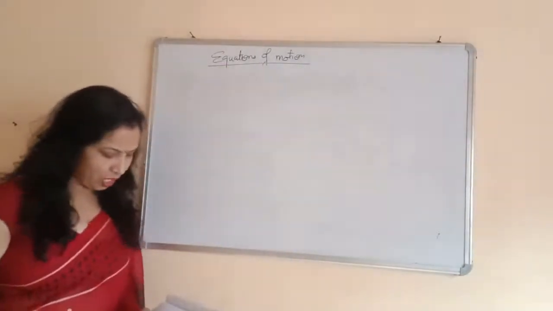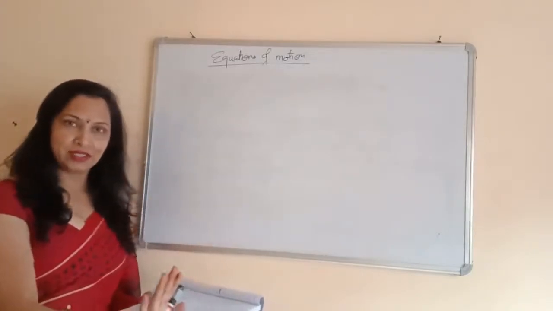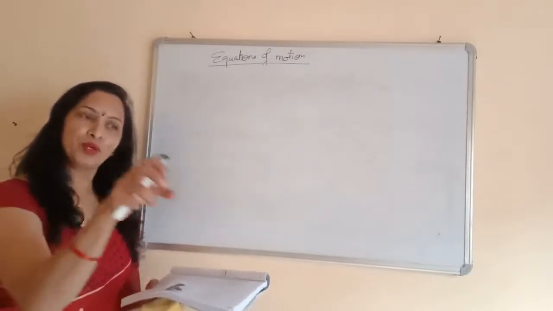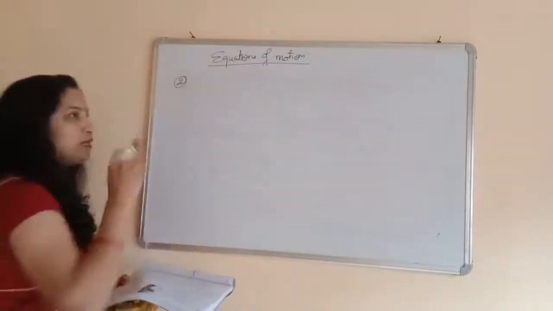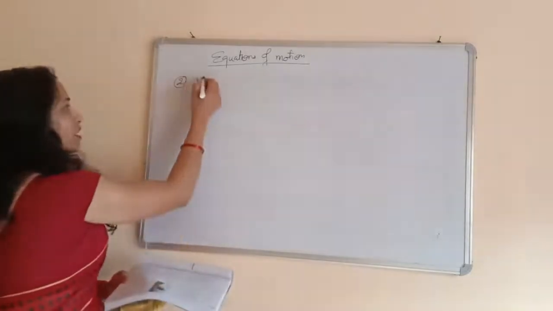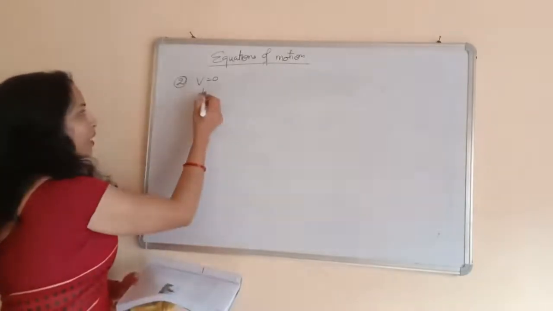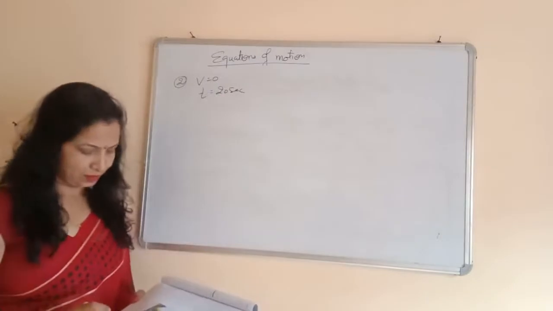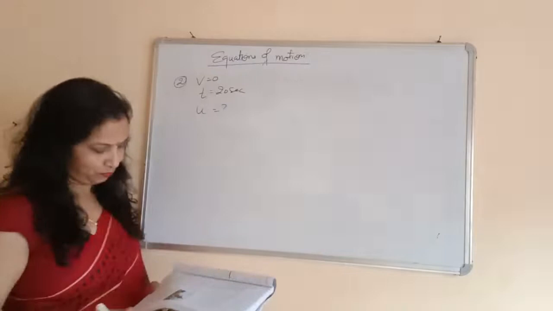Now the second one: a moving train is brought to rest. A moving train is brought to rest, it means it stops. And if something is brought to rest, it means its final velocity is 0. So there is a meaning of every statement. It means v is equal to 0. Within 20 seconds, what is this? This is the time. Time is 20 seconds. By applying brakes, find the initial velocity. Now you have to find the initial velocity u.